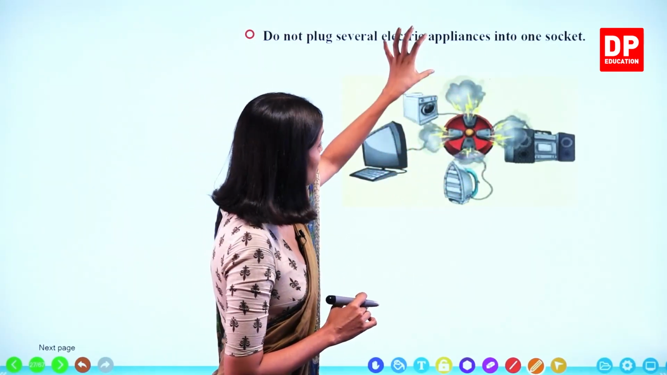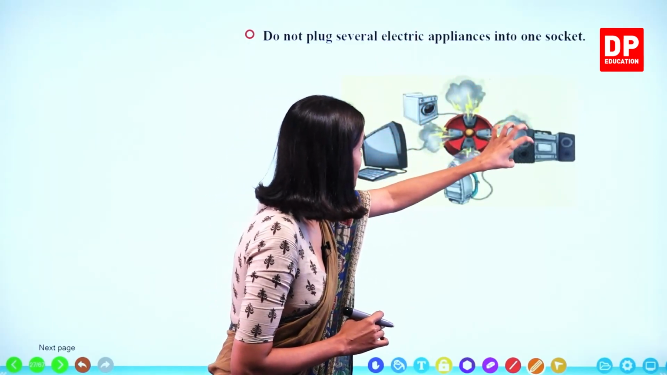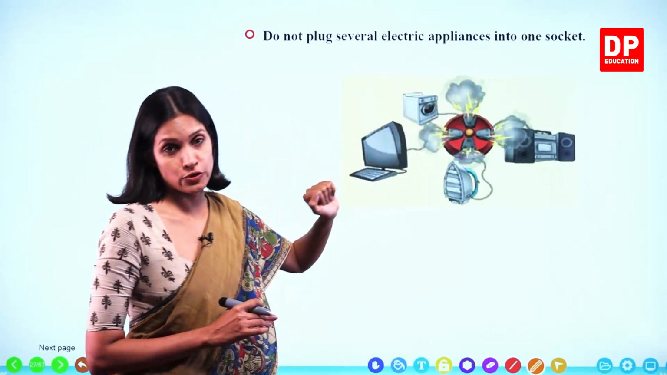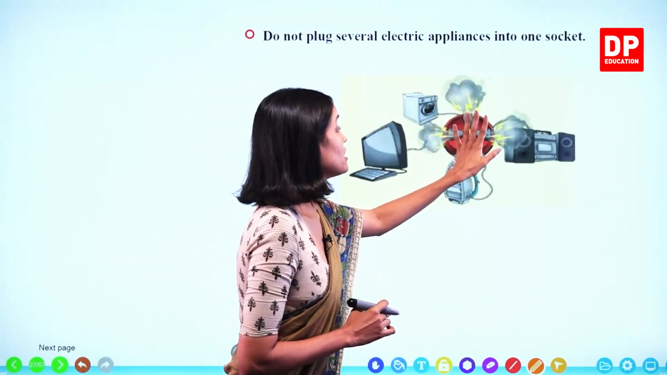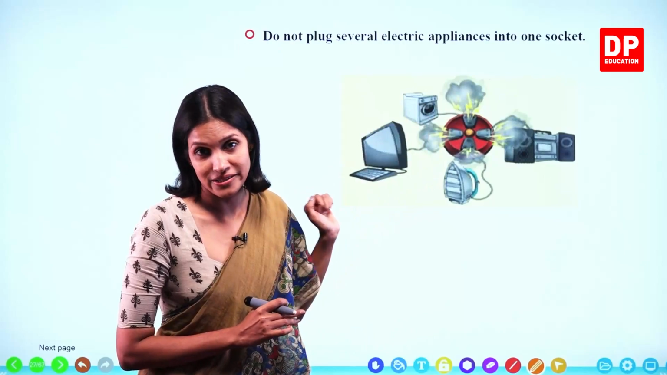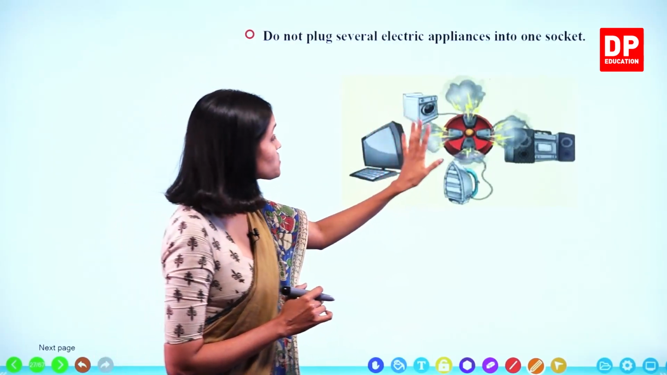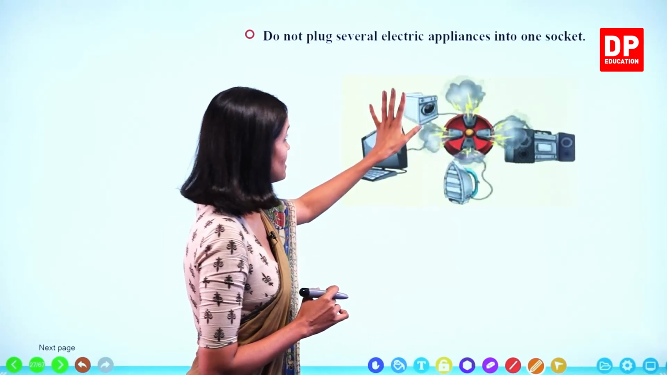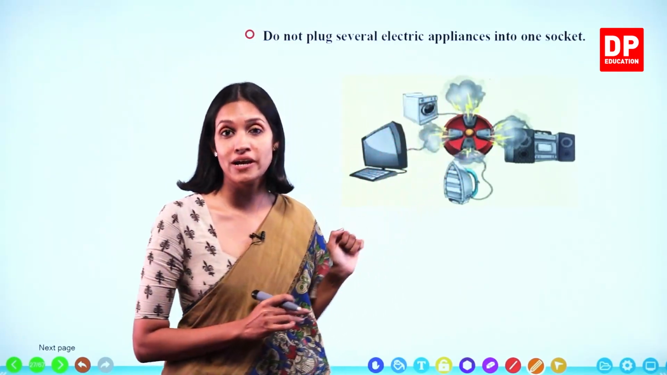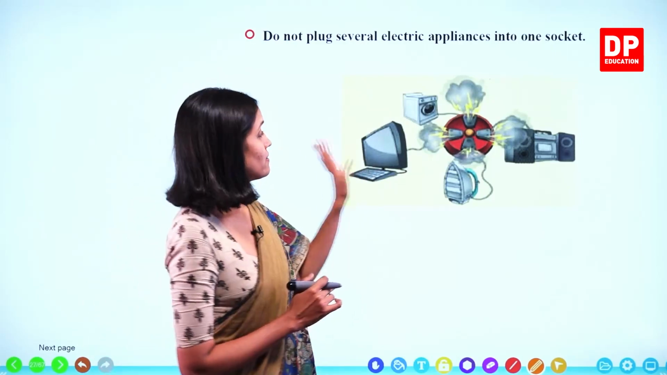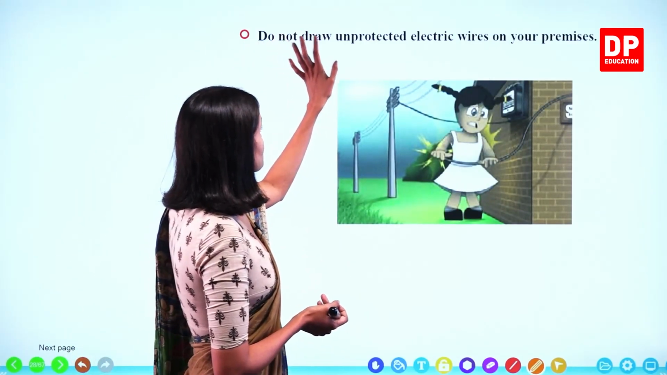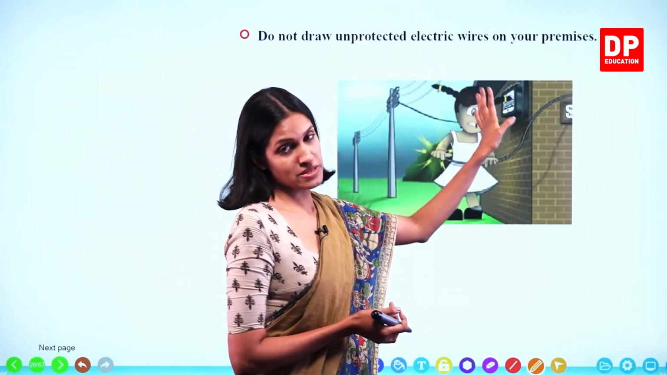What will happen if we plug many appliances at the same time? More and more heat will be produced. Because of the high heat produced, it might even cause a fire. Right, children? That is why we should not plug several or different types of electrical appliances at the same time. Okay? Right. Next one. Do not draw unprotected electric wires on your premises.